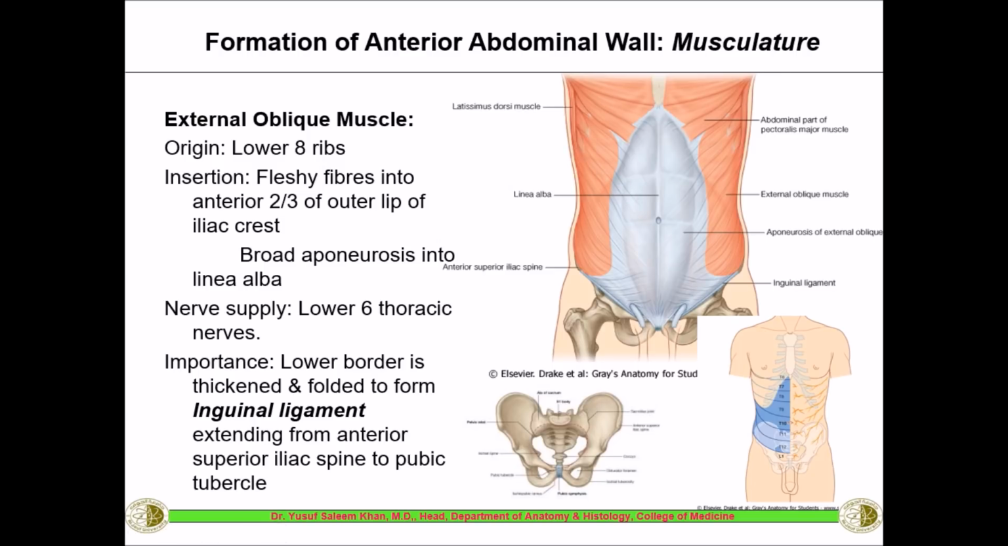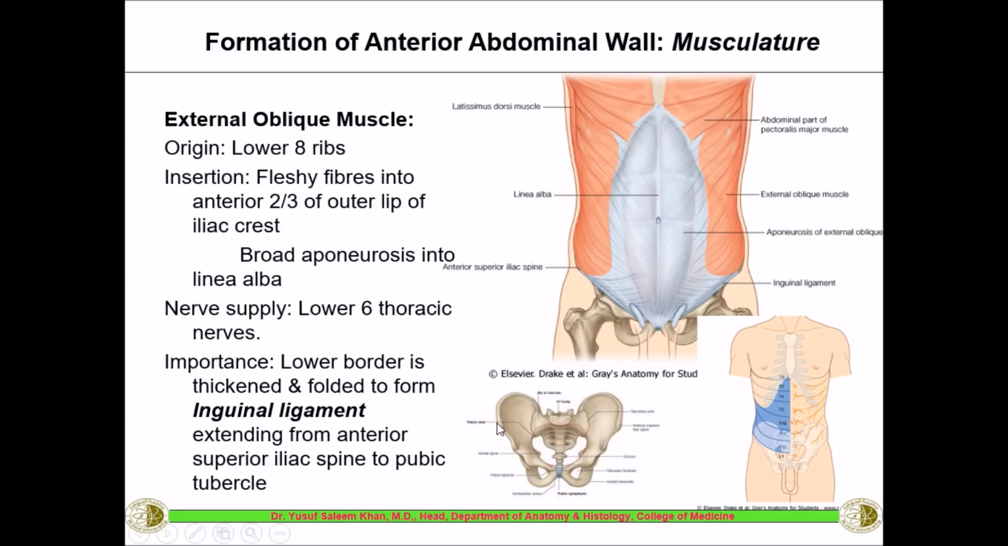The insertion of this muscle will be into the anterior two-thirds of the outer lip of the iliac crest. Iliac crest, as you know, this is the iliac crest. There are three important distinguishing parts here. The outermost is called the outer lip. Inside we have the inner lip, and in between we have the middle surface. So outer lip, inner lip, as well as the middle broad surface. This muscle will be attached to the anterior two-thirds. So this is the whole iliac crest.